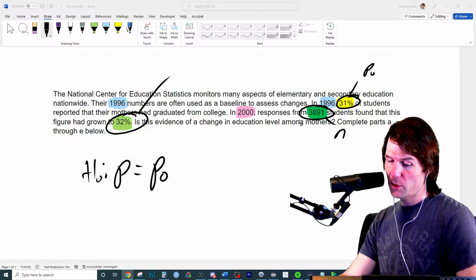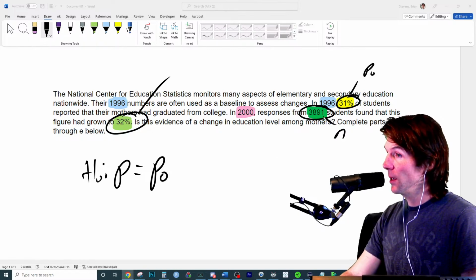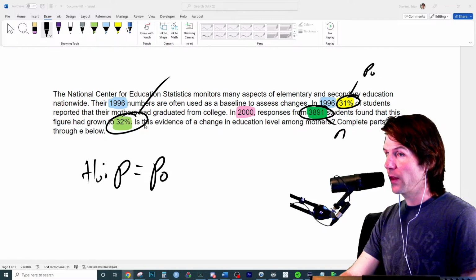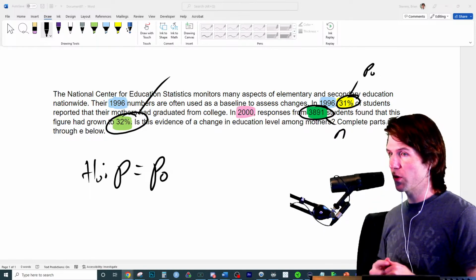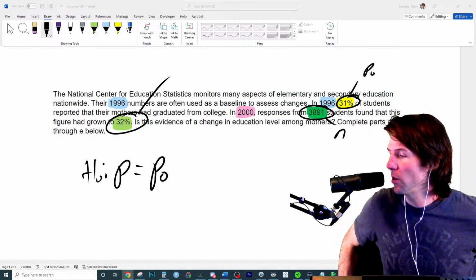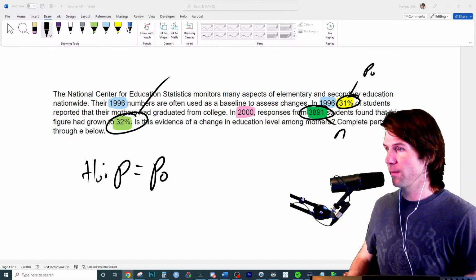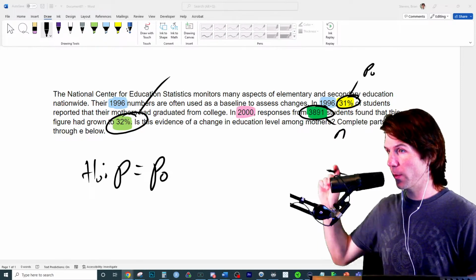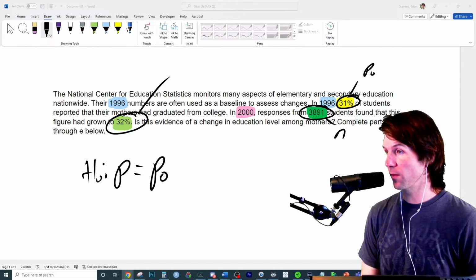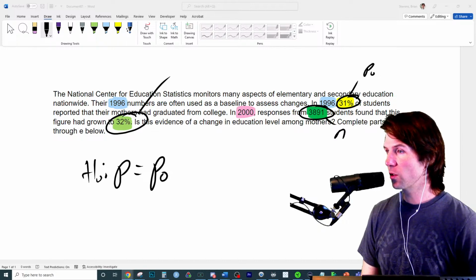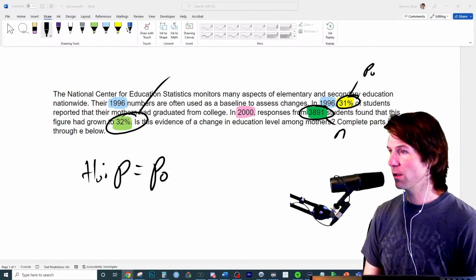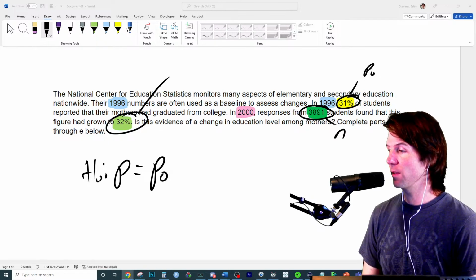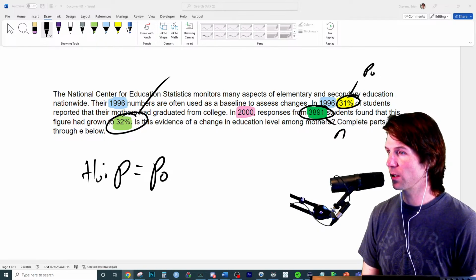In 2000, responses from this many people, which was a sample of this many students, found that in the sample, 32% of them had mothers who had graduated from college. So what is 32% as a notation? In the sample of 3,891 students, 32% had mothers who had graduated from college. Because it's 32% of the sample, what is 32% in notation?